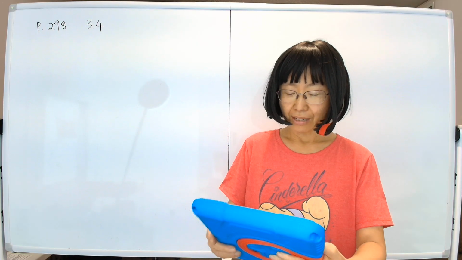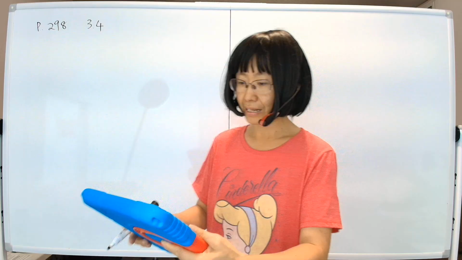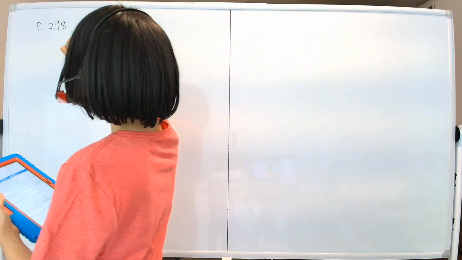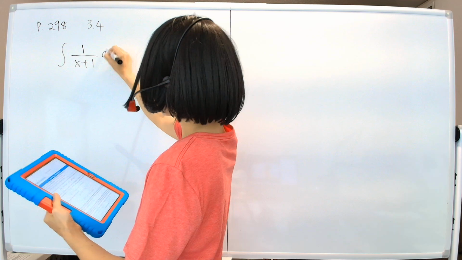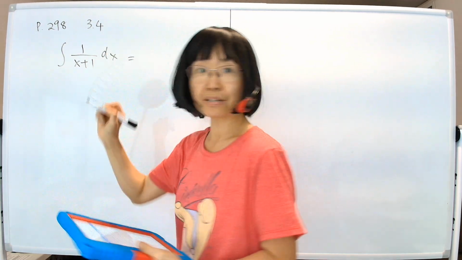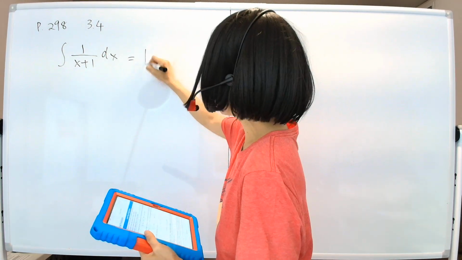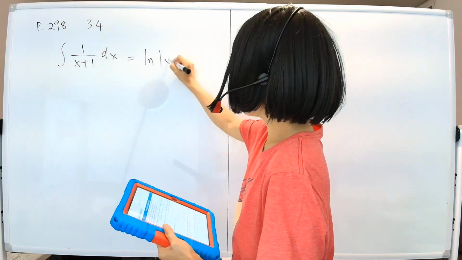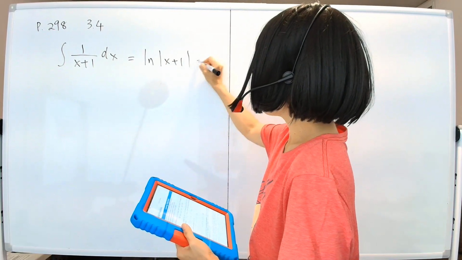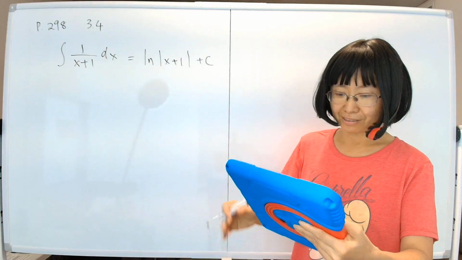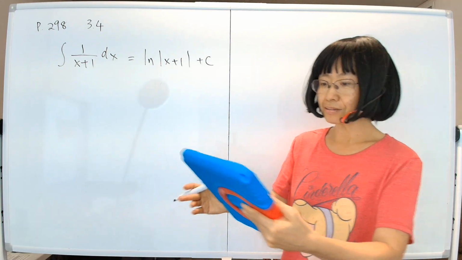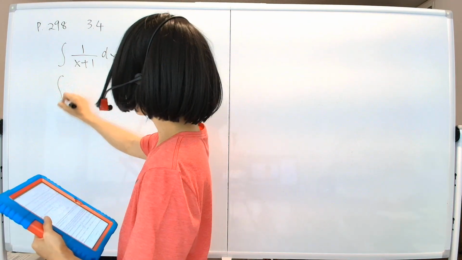For example, if you were to integrate something like the integral of 1 over x plus 1 dx, the answer is very straightforward. That's just a natural log, which is ln of x plus 1 plus c. So that is the principle that we're going to go by. So then how do you integrate something like this?